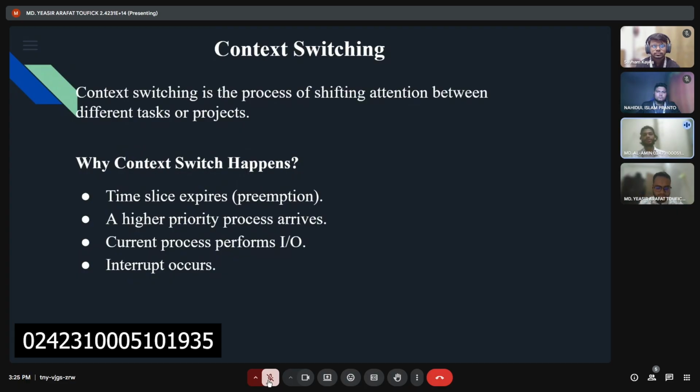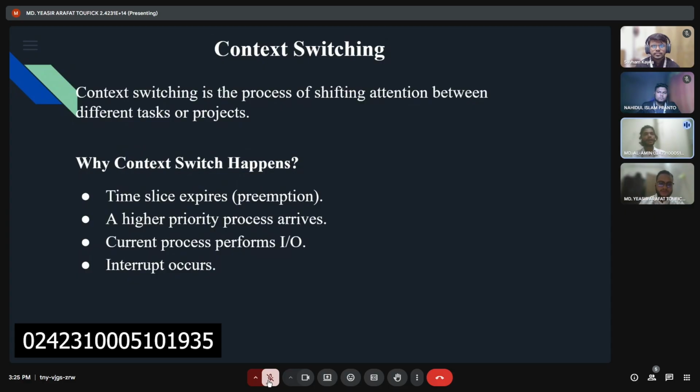What causes it? The time slice expiring, a higher priority process arriving, the process performing input output and getting blocked, or an interrupt occurring. So we have these causes for doing a context switch.